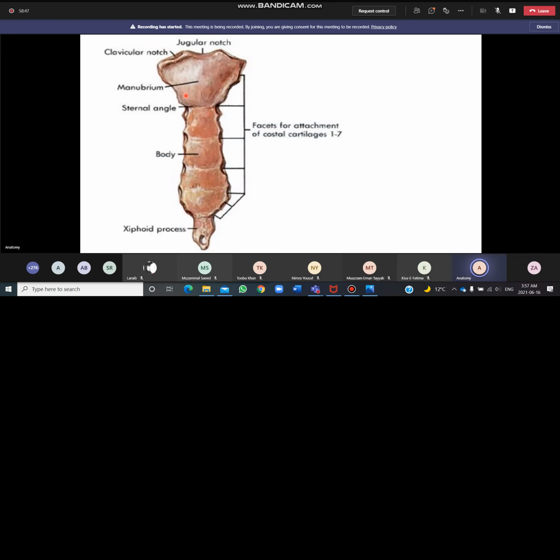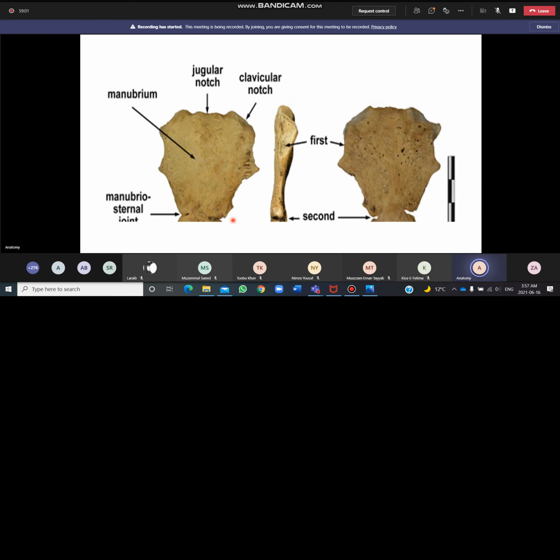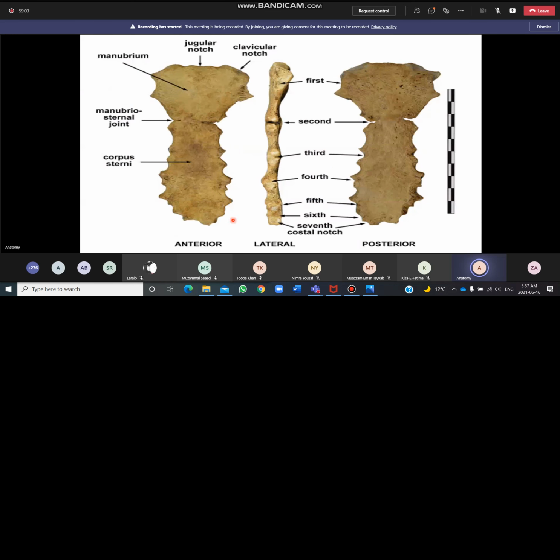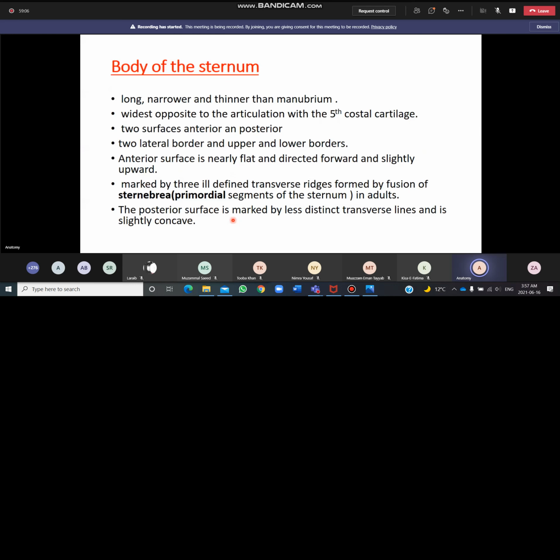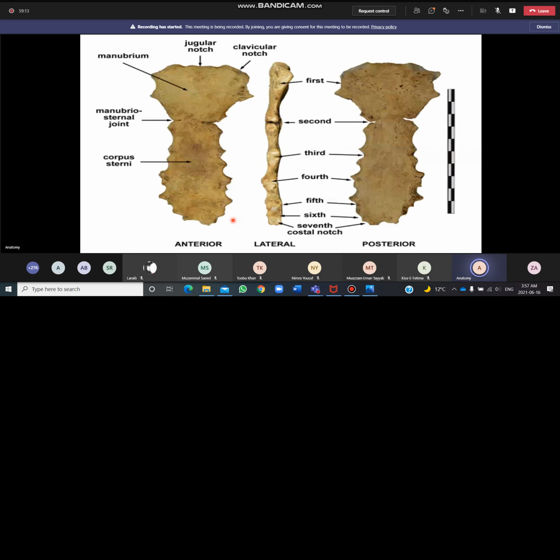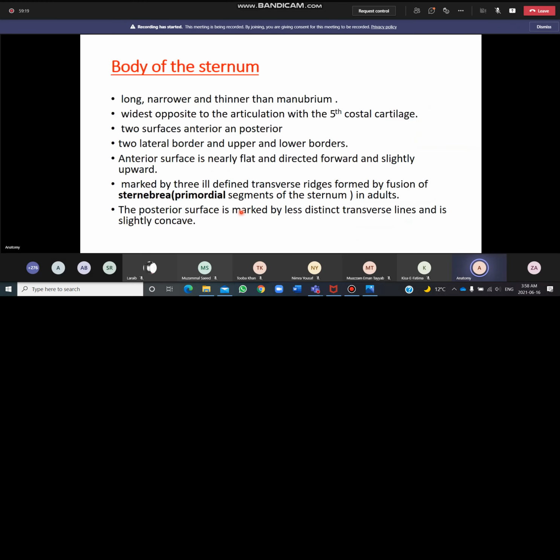So this is the body and its upper border, and the inferior border is articulated with the xiphoid process, and the lateral border we have already discussed. It articulates with the costal cartilages. So what is the body? It is longer, narrower, and thinner than the manubrium, and it is widest at the articulation with the fifth costal cartilage, where the attachment with the fifth costal cartilage is located.